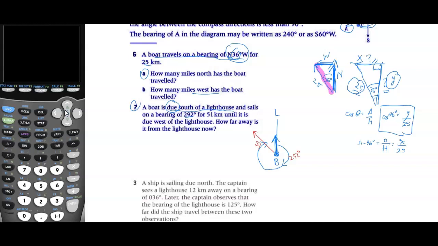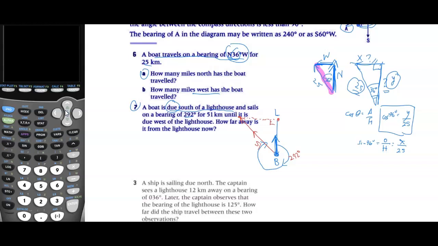Until it is due west of the lighthouse. So the lighthouse is here. Due west of the lighthouse would be in this direction, right? So if we went 51 kilometers, they say that will put us in a position where we are due west of the lighthouse. So do you see how this would create a right triangle? How far is it from the lighthouse now? So this is another right triangle problem.